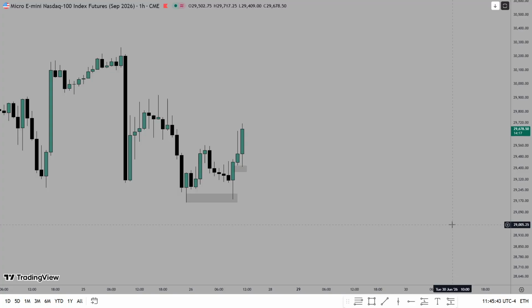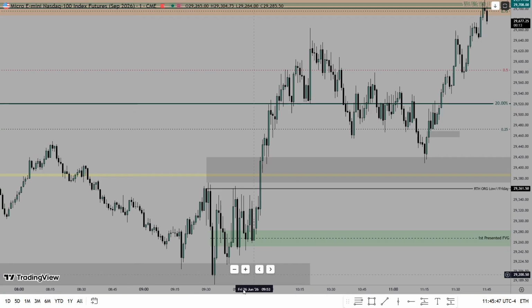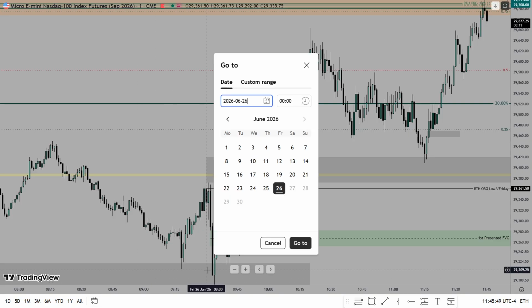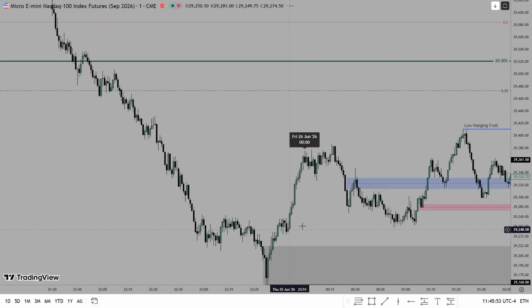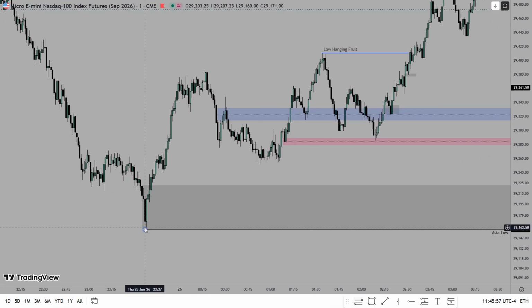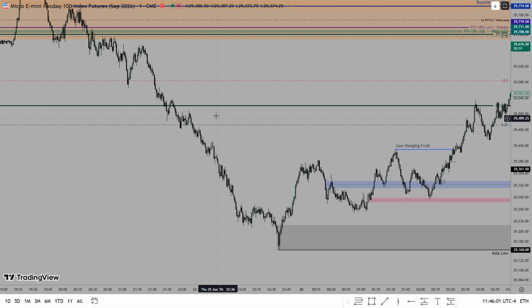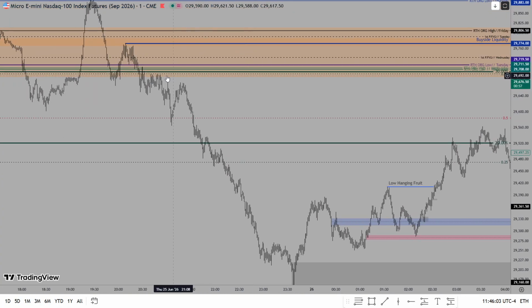Now come to the lower time frame. Let me show you from the midnight. This was the Asia low, and I marked Asia high as well. This is the Asia high.